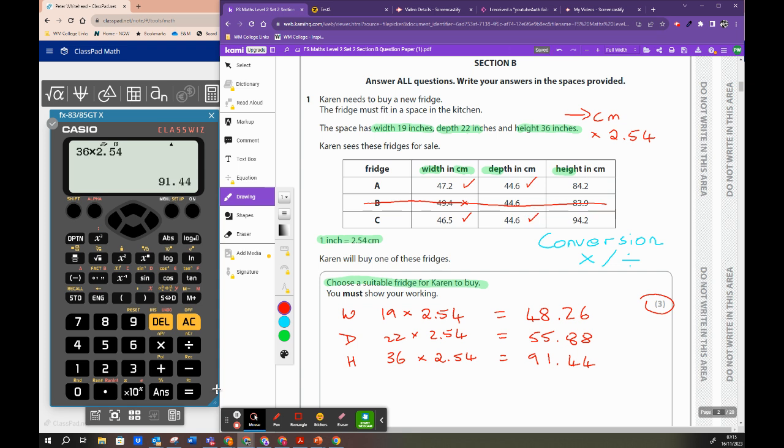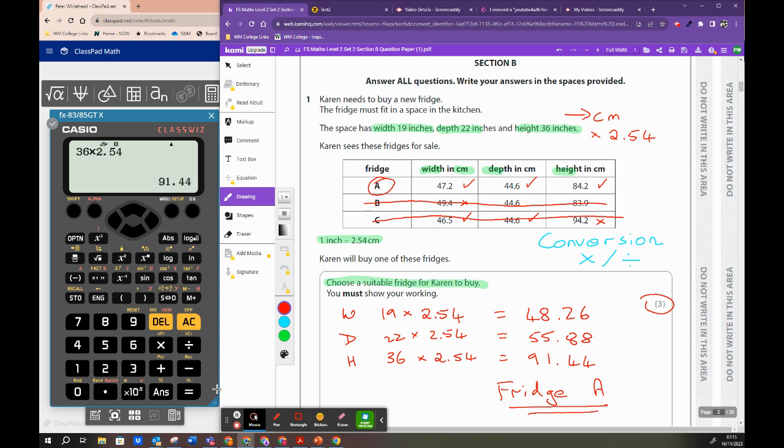Now let's look at the height, 91.44. So anything smaller than that is okay. Anything bigger than that won't fit. So 84.2 is okay. 94.2 too big. So out goes that fridge. So the answer must be A. Choose a suitable fridge for Karen to buy. Answer, fridge A.